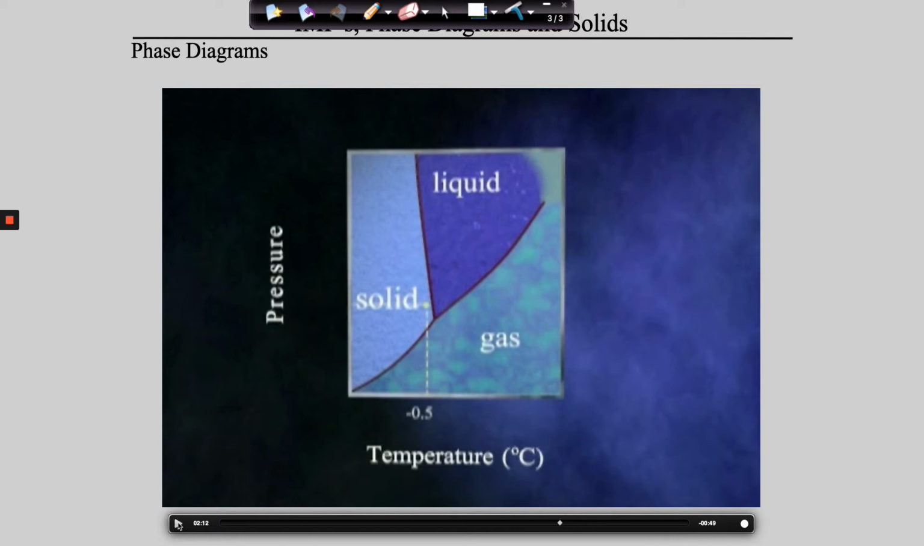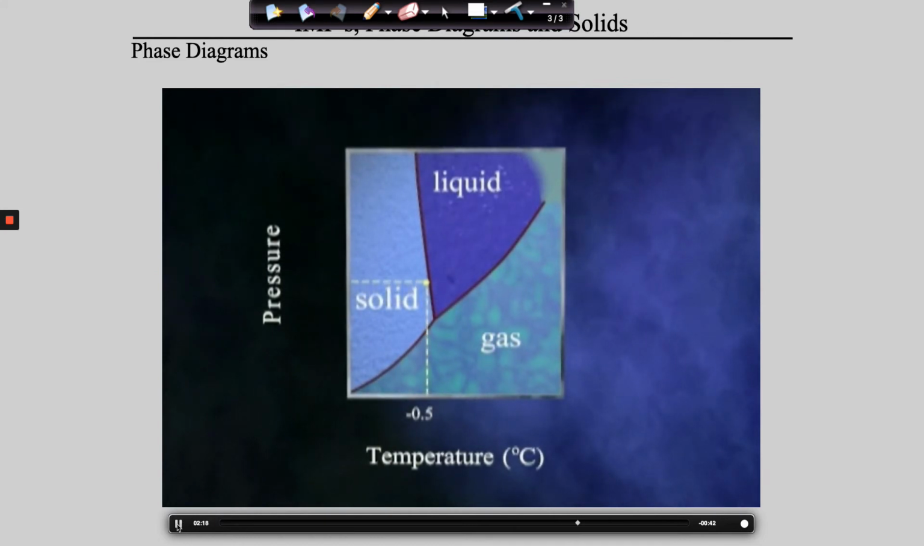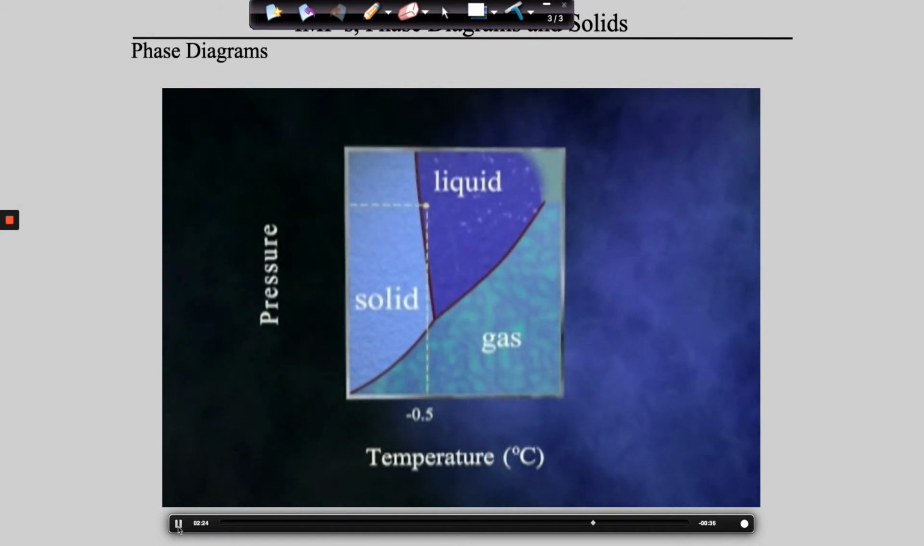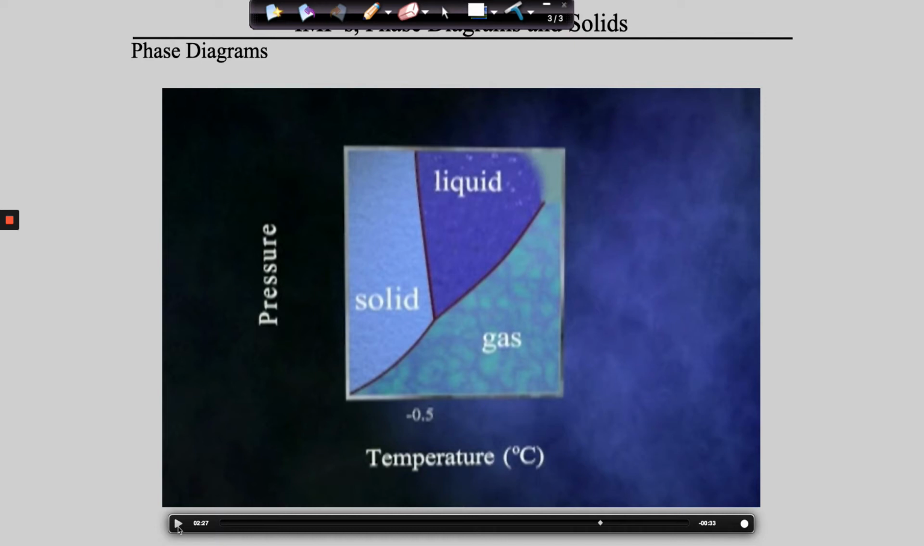That's why it has a negative slope. So guys, let me play this for you. Note that a sample of solid water or ice at a temperature slightly below the normal melting point will cross the solid-liquid phase boundary and melt as pressure is increased. This is one of water's unusual properties. Water's unusual properties. You guys good on that idea?